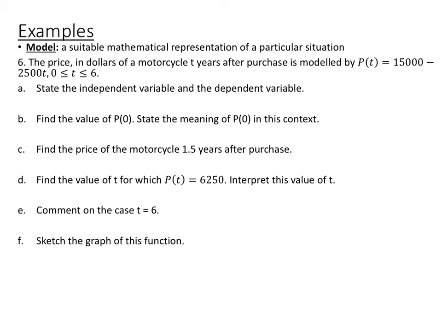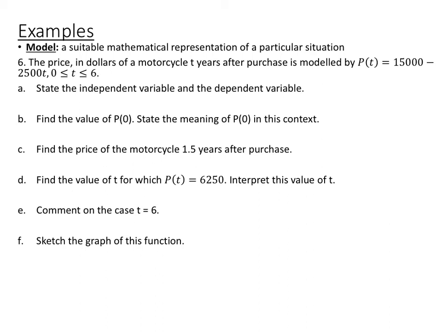So our last example, we are going to be modeling. In this chapter, as throughout the whole year, we're going to be doing a lot of modeling, which is a suitable mathematical representation of a particular situation. So it says the price in dollars of a motorcycle t years after purchase is modeled by P(t) = 15,000 - 2,500t for t between 0 and 6.